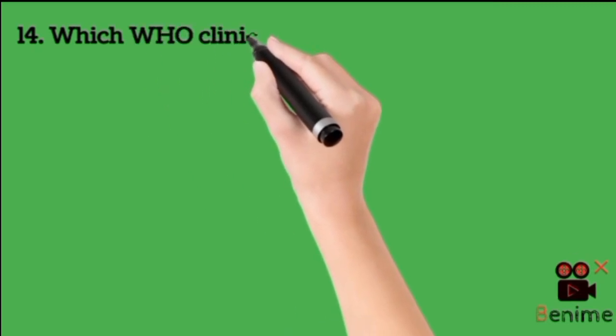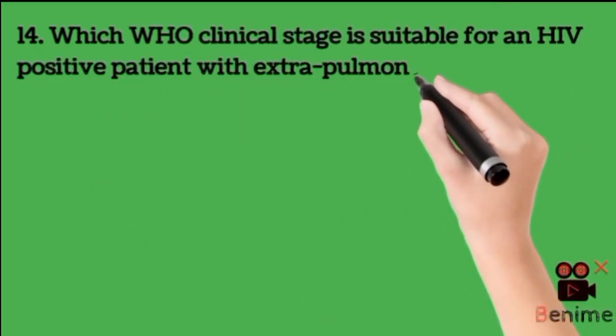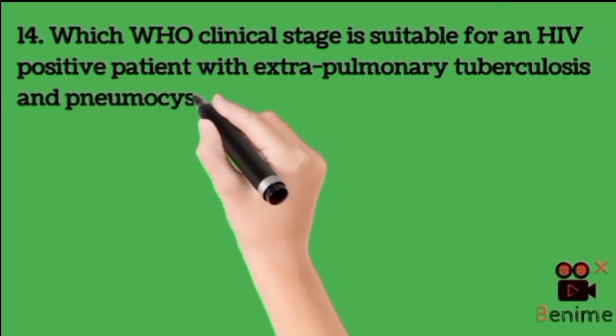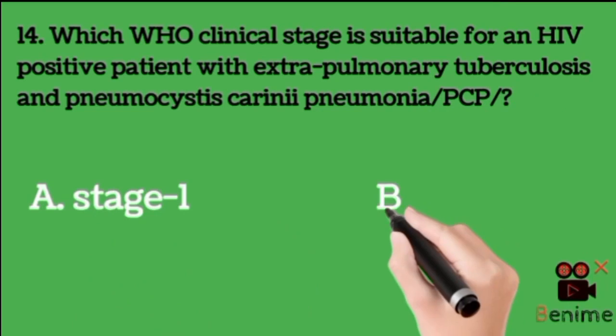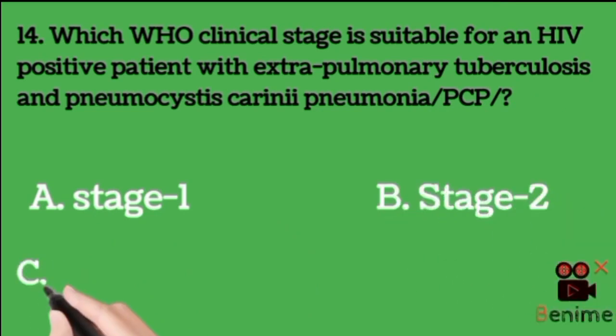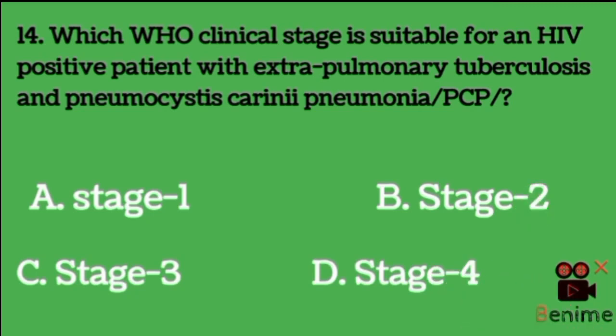14. Which WHO clinical stage is suitable for an HIV-positive patient with extrapulmonary tuberculosis and pneumocystis carinii pneumonia (PCP)? A. Stage 1. B. Stage 2. C. Stage 3. D. Stage 4.